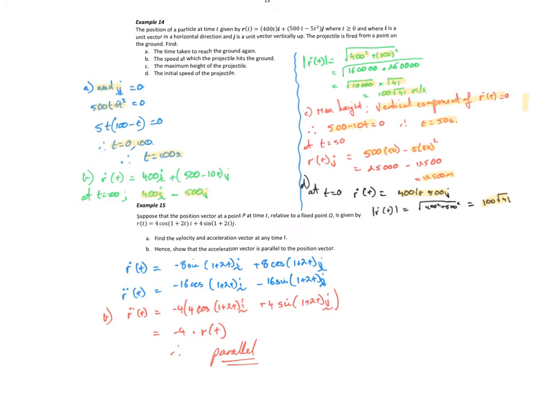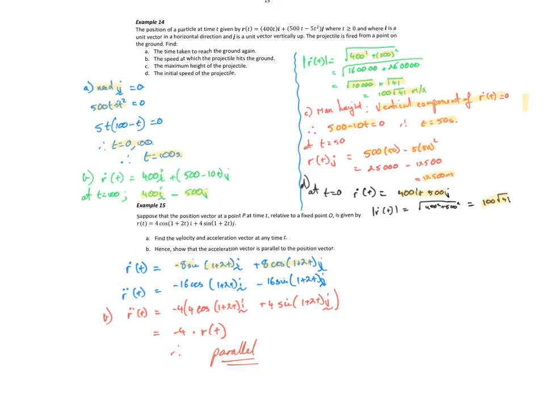Yeah. So what about 15? Suppose that the position vector of a point is given. Find the velocity and acceleration. So the velocity, r dot of t. We're going to differentiate. The derivative of cos is negative sine. So just make sure we differentiate as opposed to integrating.